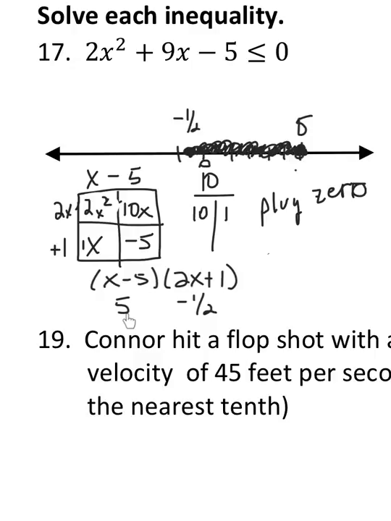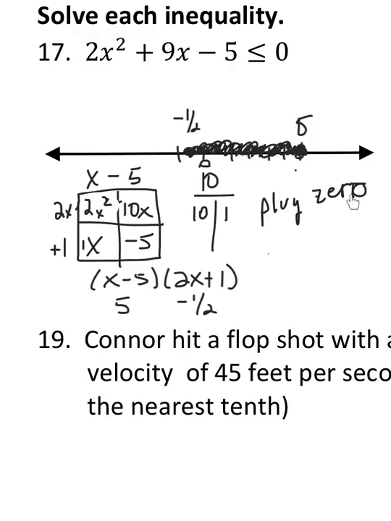And I got one of my solutions is 5. The other solution was negative 1/2. So I plotted those on my number line, and I colored them in dark because this is less than or equal to. So since it's equal to, I went ahead and colored those in. And then I used 0, the number 0, which is right here.